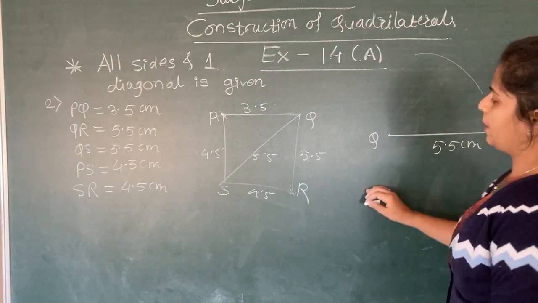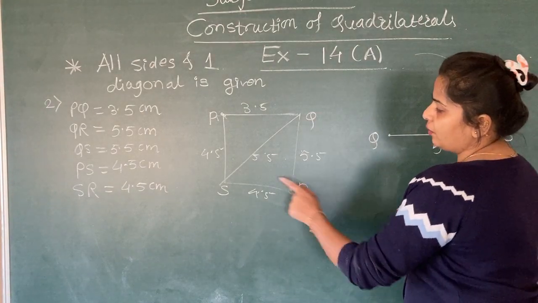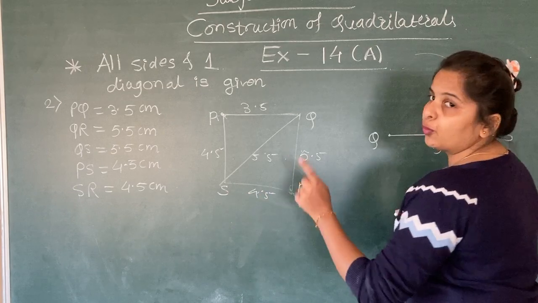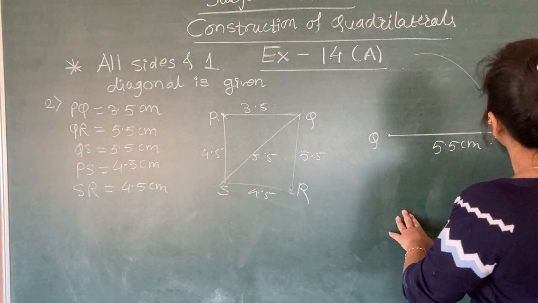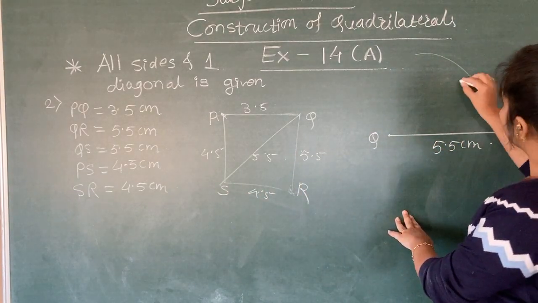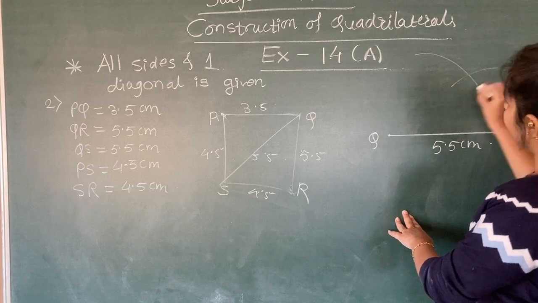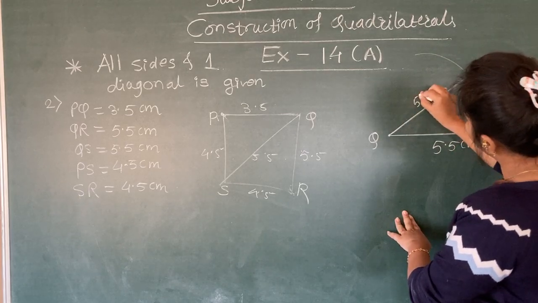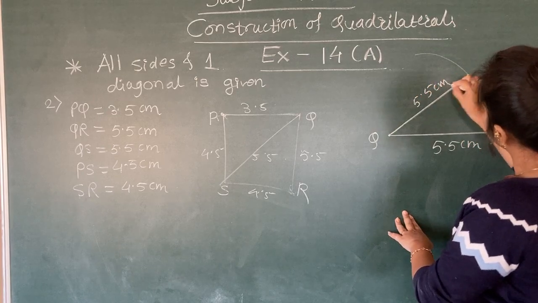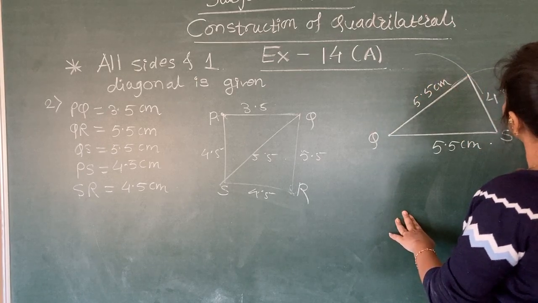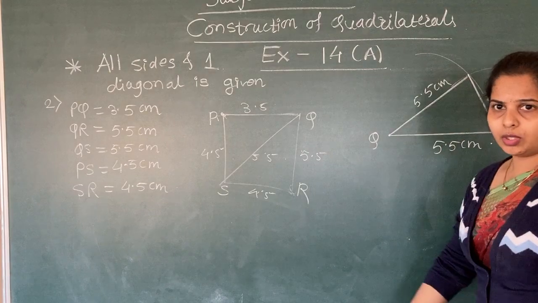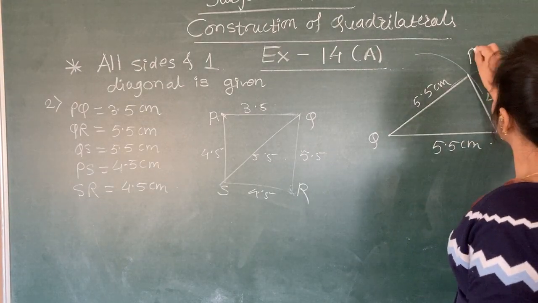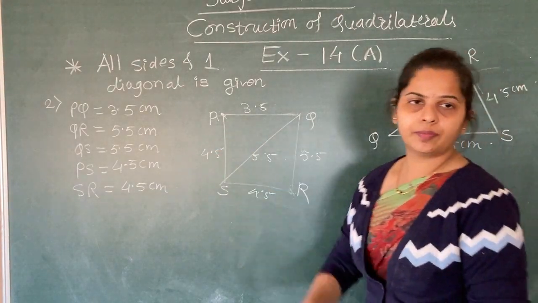Okay, then Q to R is done, then R to S is 4.5. Now you have to take a distance of 4.5 in your compass. Draw a random arc and just join this portion. This is 5.5 and this is 4.5 centimeter. Clear? R is found. How about P?